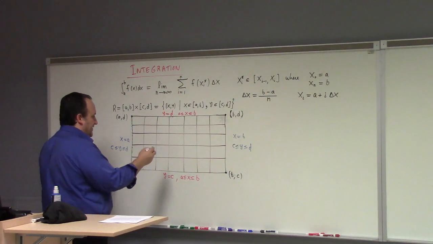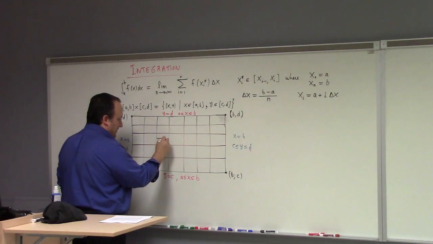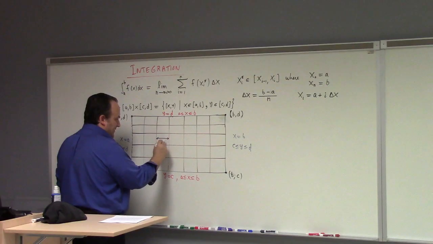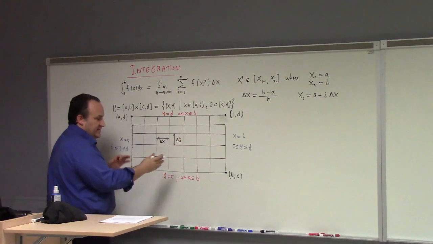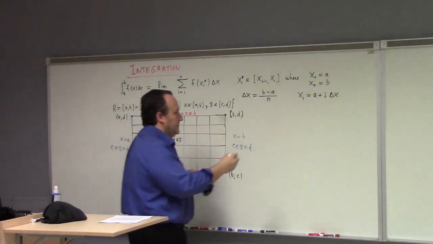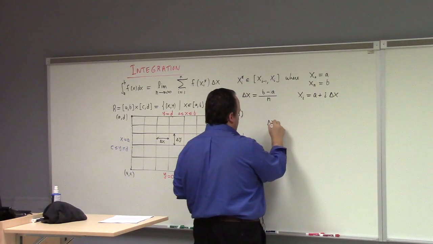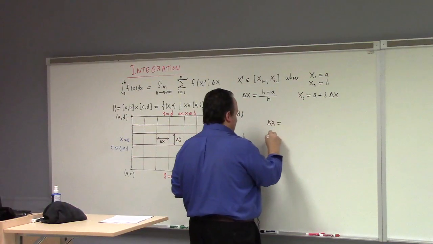What I'm trying to say is I want this width here to be delta x, the same for everyone, and I want this height here to be delta y, the same for everyone. And so delta x for us is going to be what? Delta y for us is going to be what?